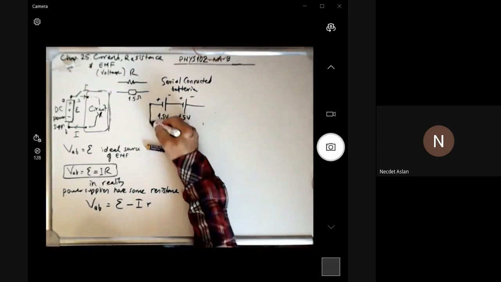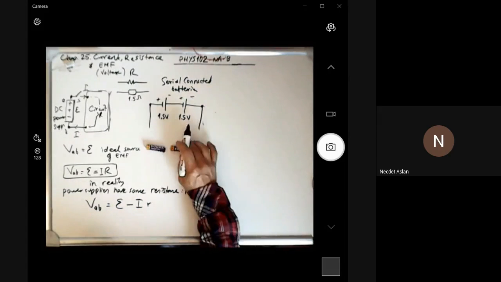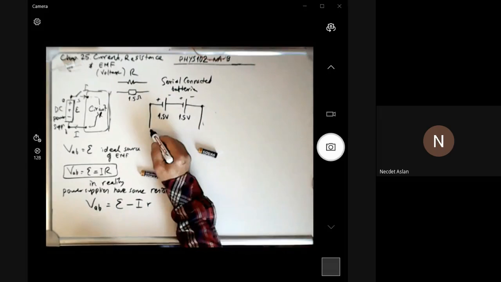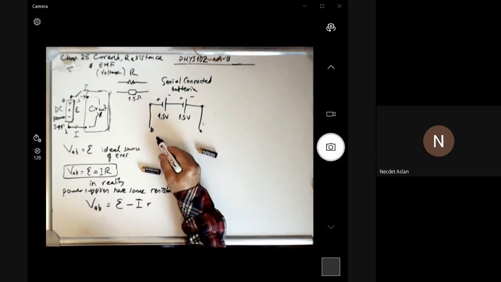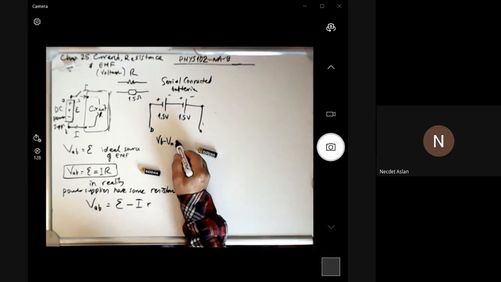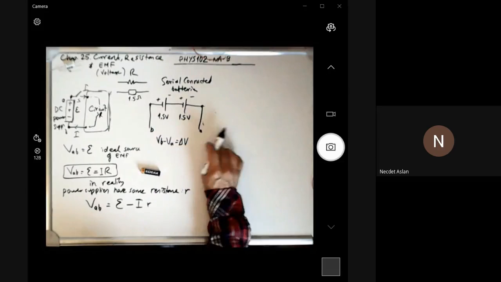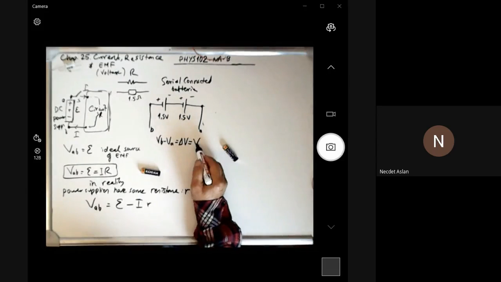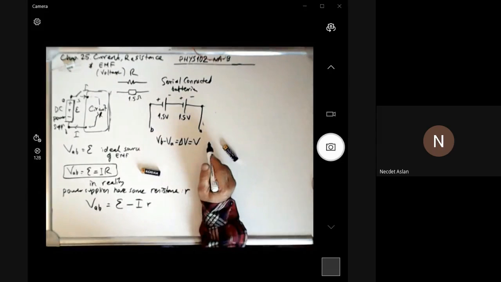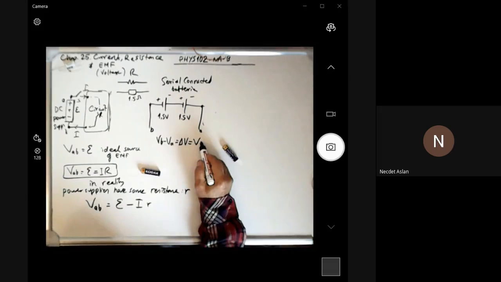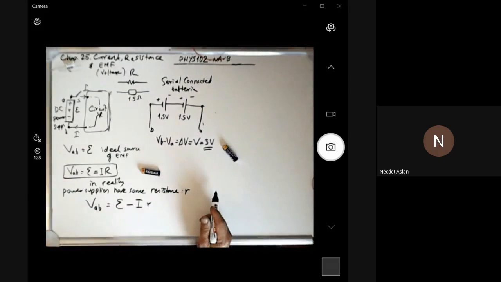Now here, this is point B, this is point A. So VB minus VA, or just delta V. Sometimes we call it simply V, but don't forget, V is just the potential difference. It is 3 volts now, because when you add them up, it's 3 volts.